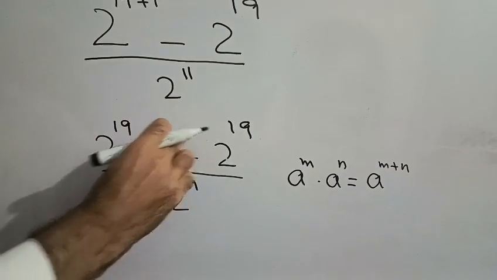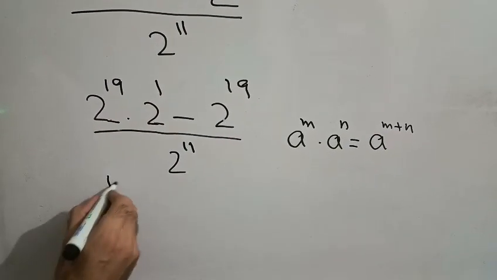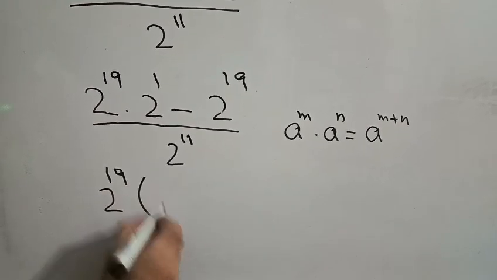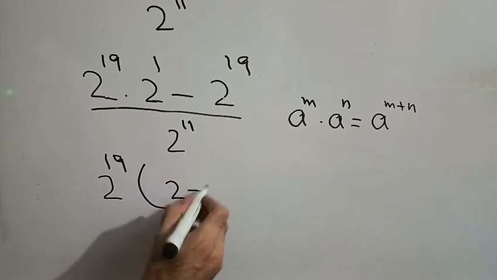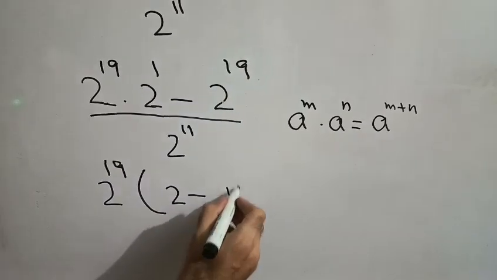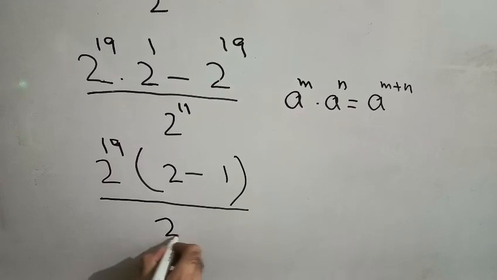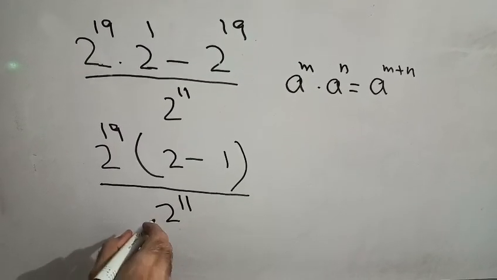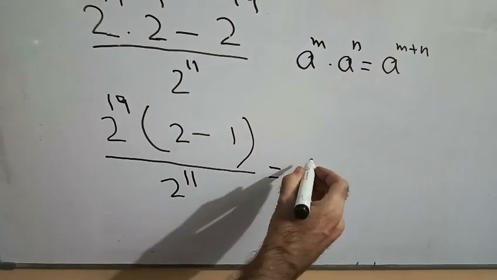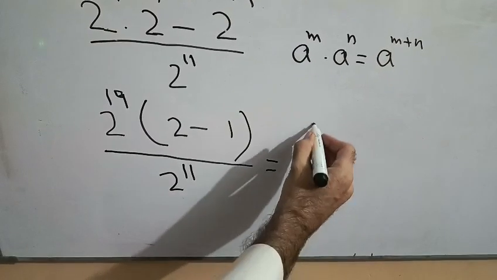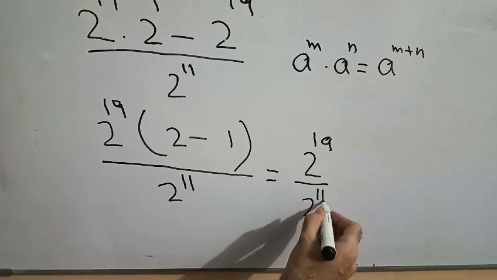Now here we will take 2 power 19 as a common. So here the remaining term is 2 power 1, which is equal to 2, and here the remaining term is 1, and 2 raised to the power 11. Now as we know that 2 minus 1 is equal to 1, so this will become 2 raised to the power 19 and 2 raised to the power 11.